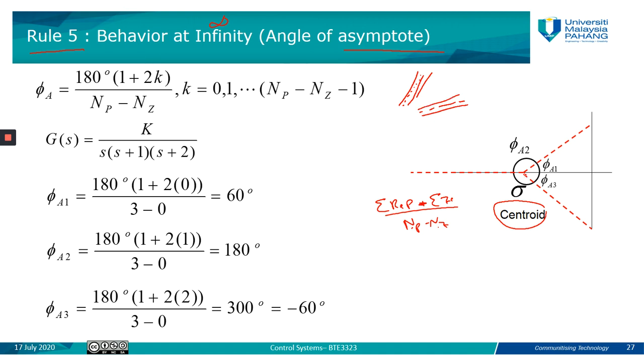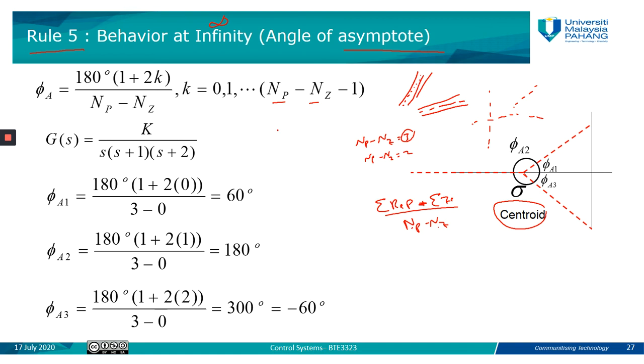The number of asymptotes is actually equal to the number of poles minus the number of zeros. So if you have np minus nz equal to 3, that means you have 3 asymptotes. If you have np minus nz equal to 2, that means you have 2 lines, or 1 line, or 3 lines. It depends on the number of poles minus the number of zeros.